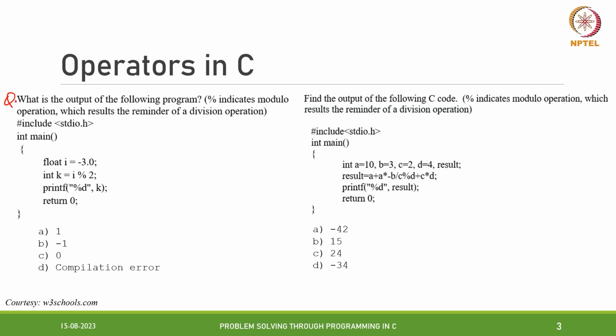All right. So this is what we were discussing. Here we have taken a floating point variable, I, and we have set the value to minus 3.0, and we are taking an integer k. We are doing I percentage 2, and we are trying to print k. So what do you think should be the output here?